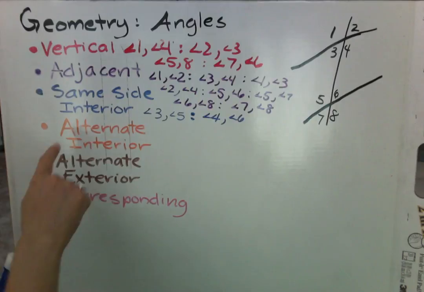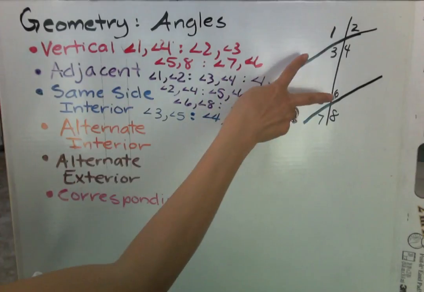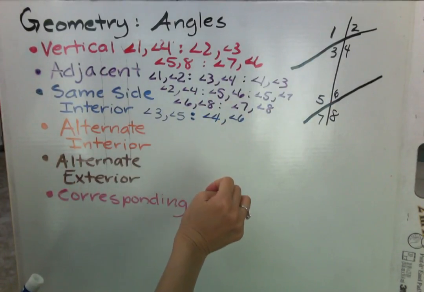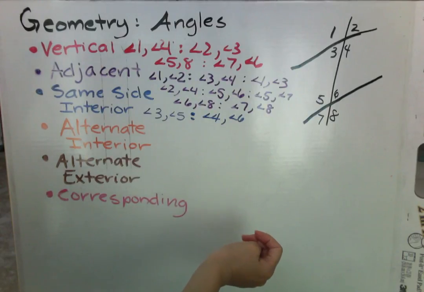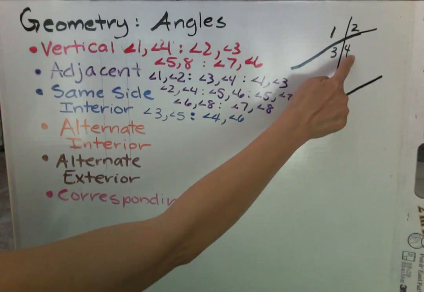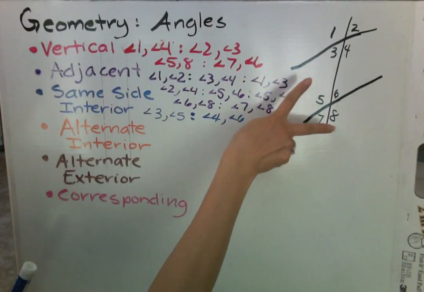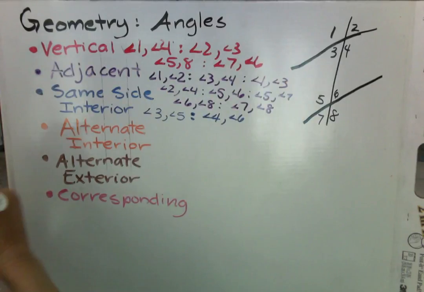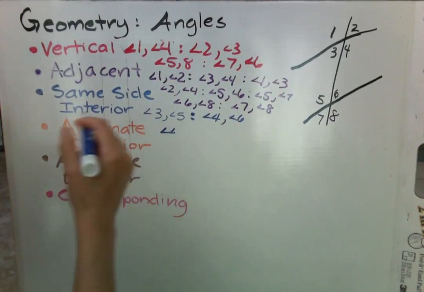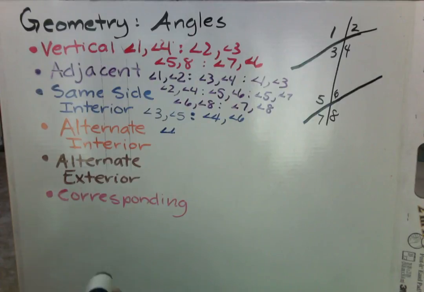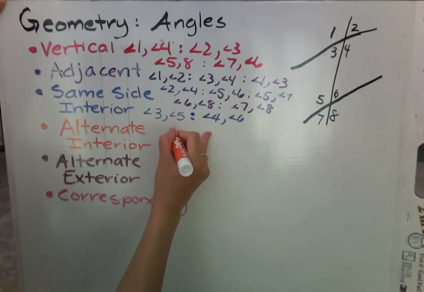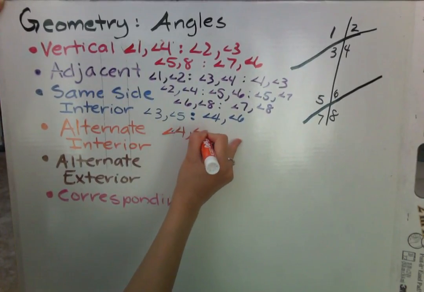Alternate interior, just like we said about the same side interior, has to be inside the two lines. Alternating, what I remember in basketball is you can dribble with your right and then you can dribble with your left. So you're alternating. So alternate interior would be 4 and 5. One is on the right side, one is on the left side, but they are still inside in the interior. So we have angle 4 and angle 5 as an alternate interior. Angle 4 and angle 5.